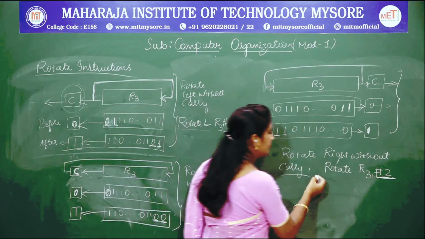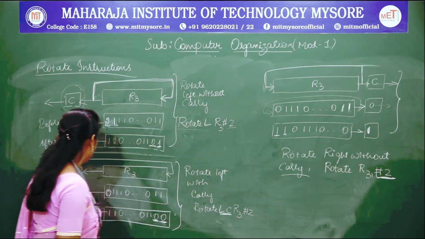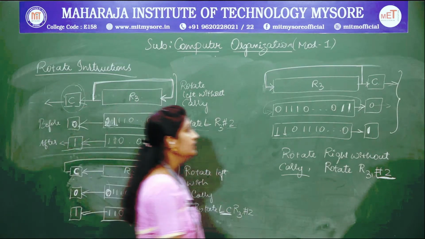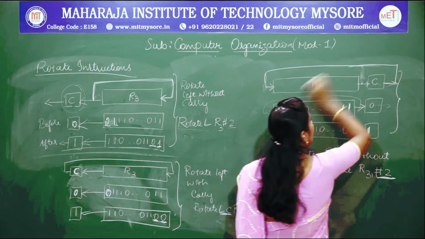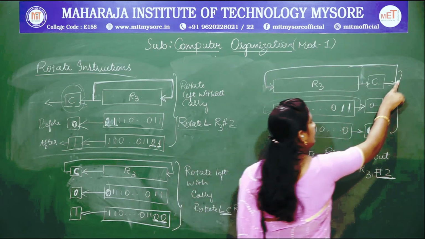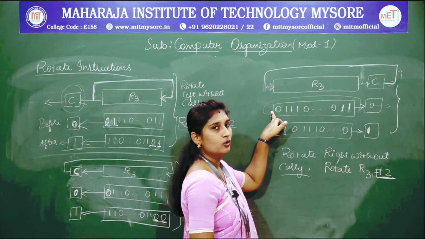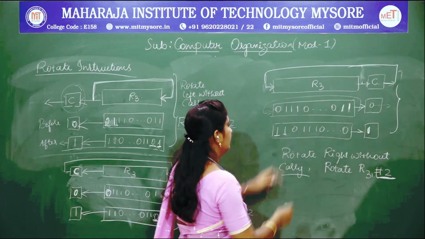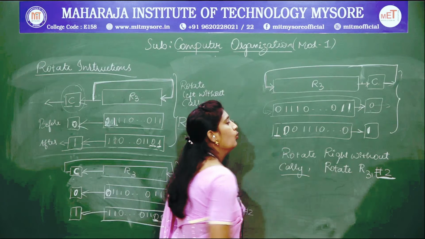So this is without carry, and with carry means the same thing which you performed in your left rotate, you will perform with right rotate. So your general format will change as you will be including your carry bit. So you will be including your carry bit also. So now here this 0 bit will come and fit into this position, and this will become 1.